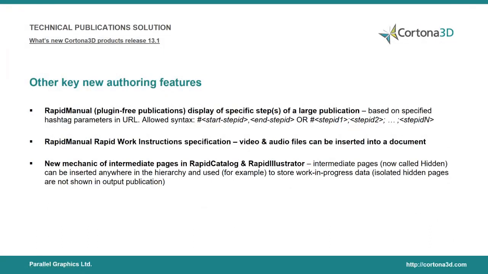Also, a very small enhancement, but still some of you may find it useful. We have so-called intermediate pages in Rapid Catalog and Rapid Illustrator, with which you can create special transitions between any 2 pages. So if you want to demonstrate something while the user transits between 2 pages, you can insert so-called intermediate pages. Previously you could only insert them between 2 pages and mark them as intermediate. And now these pages are called hidden, and you can insert these hidden pages anywhere in the hierarchy of IPC pages.